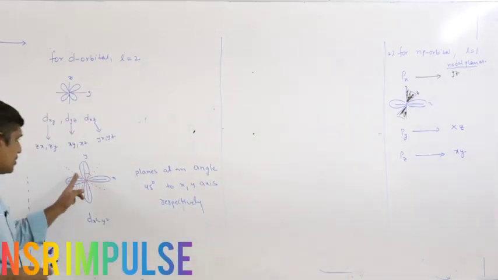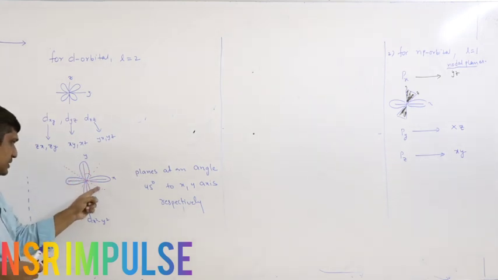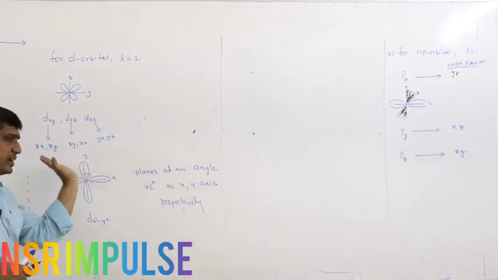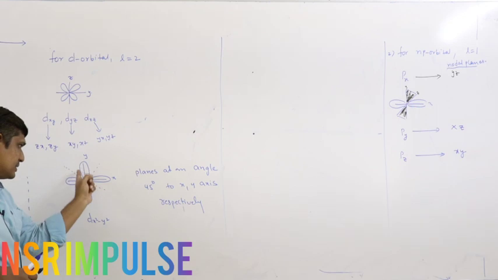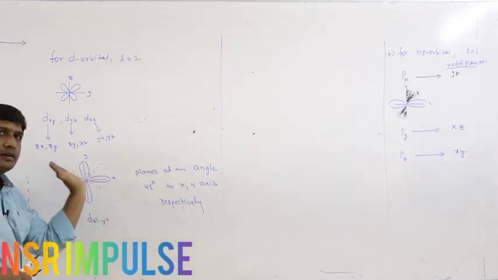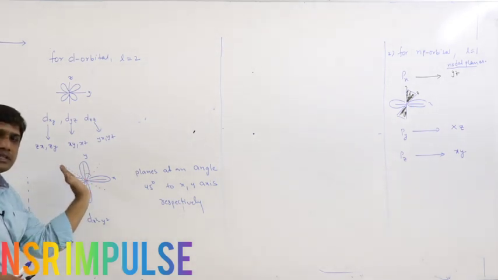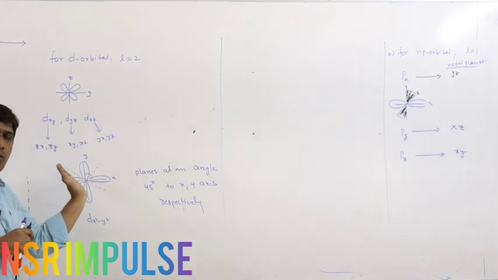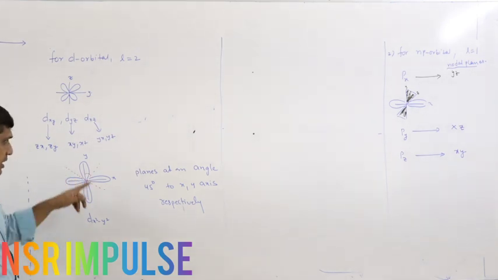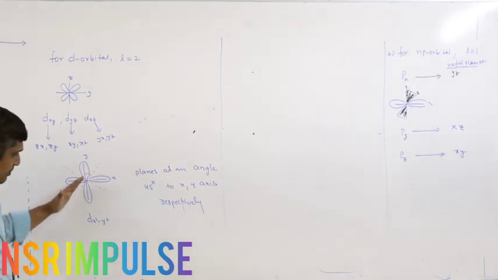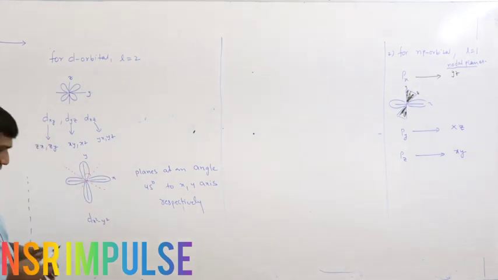So imagine this is the lobe. You have to consider this plane at an angle of 45 degrees. In this plane, the lobes do not fall. Therefore, in this plane, there is no probability of finding an electron. Similarly, you have to take a plane that is at an angle of 45 degrees to the x axis.